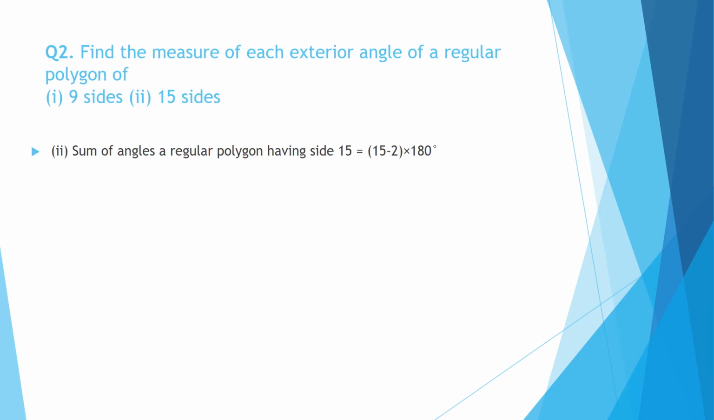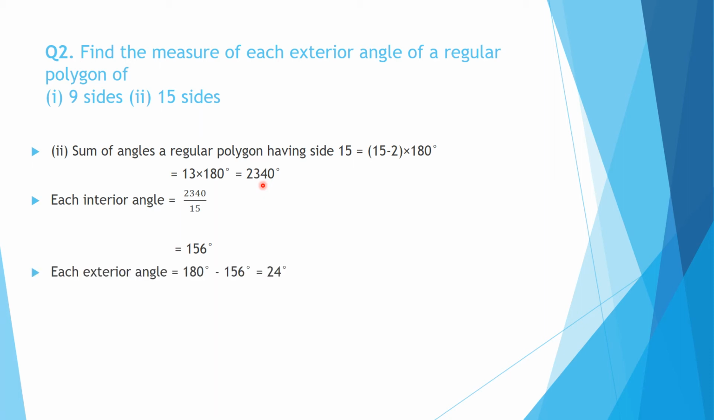So sum of angles of a regular polygon having 15 sides, पहले उसका sum निकालेंगे, (n minus 2) into 180 degrees, that is 15 minus 2 into 180, that is 13 into 180, and you will be getting 2340 degrees. So this is the angle sum. Sum of all the angles of a 15-sided figure is 2340. Then each interior angle is 2340 upon 15, and its value would be 156 degrees. And to find its exterior angle, you will be subtracting it from 180 degrees. So each exterior angle is 180 minus 156, that is 24 degrees.